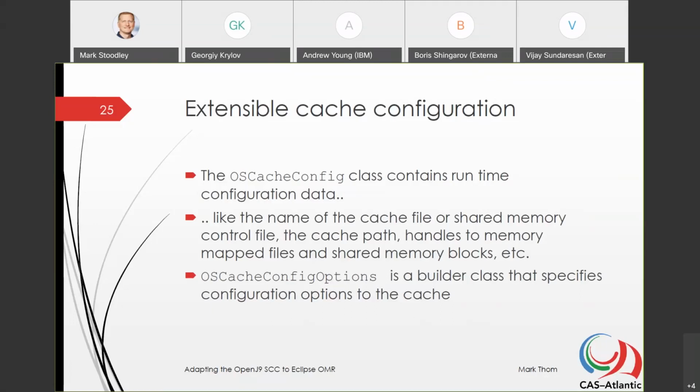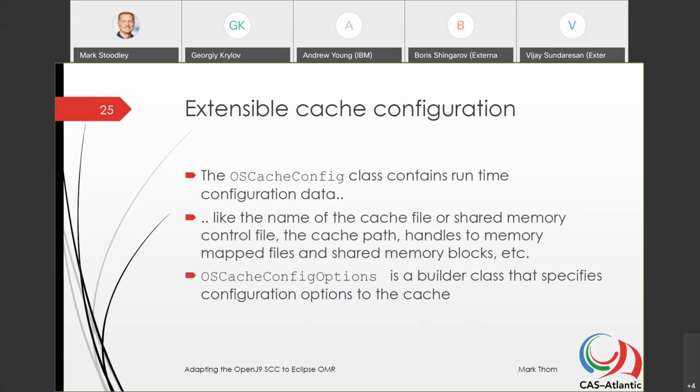OS cache config options is a builder class that we use to specify configuration options to the cache. Because the OS cache operates entirely on top of the OMR port library, it, at least in OpenJ9, contains a lot of specialized knowledge of how the OMR port library works. So part of the idea of the config options class is that it knows how to talk to the OMR port library, but it represents the configuration of those options at a much higher level to the user. They don't necessarily need to be that familiar with the OMR port library in order to configure the cache.